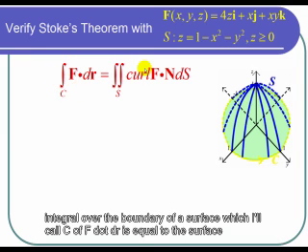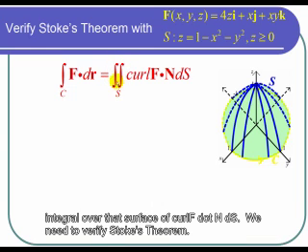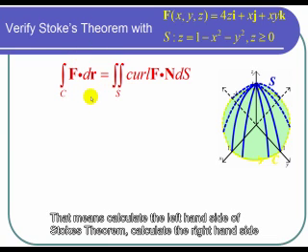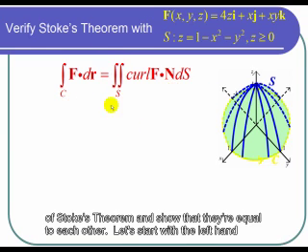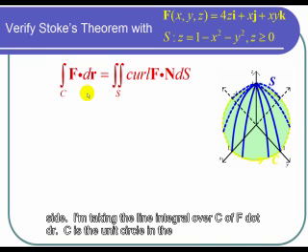integral over the boundary of a surface, which I'll call C, of F dot dr is equal to the surface integral over that surface of the curl of F dot n dS. So we need to verify Stokes' theorem, and that means calculate the left-hand side of Stokes' theorem, calculate the right-hand side of Stokes' theorem, and show that they're equal to each other. So let's start with the left-hand side.